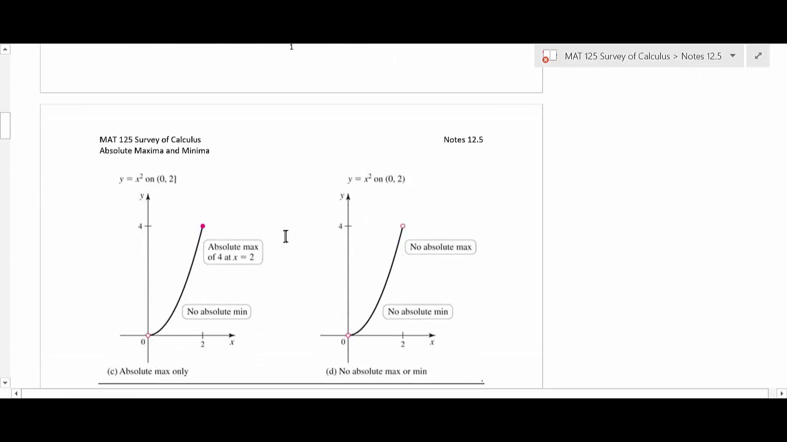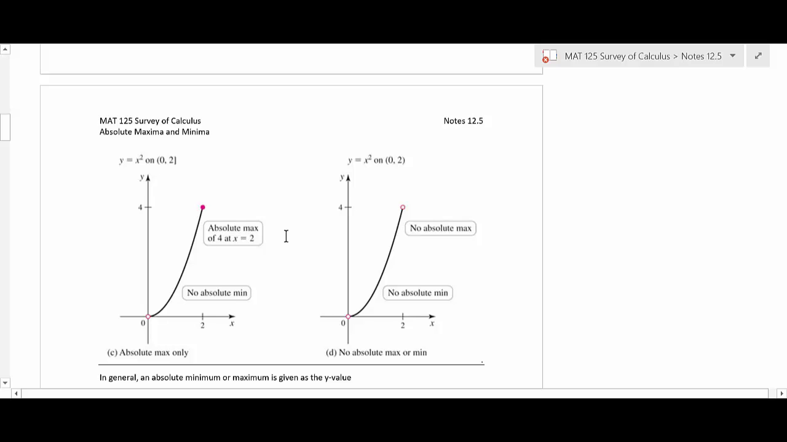Okay, let's go to the next page. Okay, now this is where it gets a little picky. Okay, so now I'm doing the same graph, y equals x squared, but notice I'm doing (0, 2]. Now, since there's a parenthesis on 0, what does that mean? It's not included.